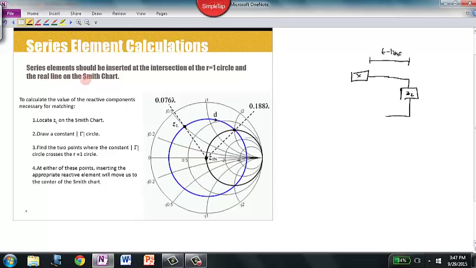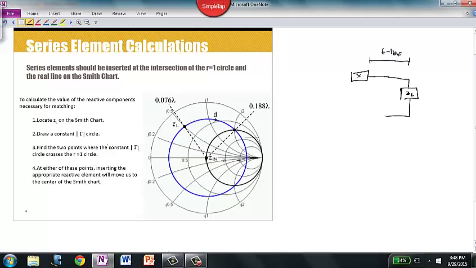So series elements, overall, what we're looking for is where on the Smith chart the insertion of a series element will cause an intersection of the operating circle and the R equals 1 circle on the Smith chart. So I'll just go over that in theory here, and then I like to explain it using an example. I think it makes the most sense.